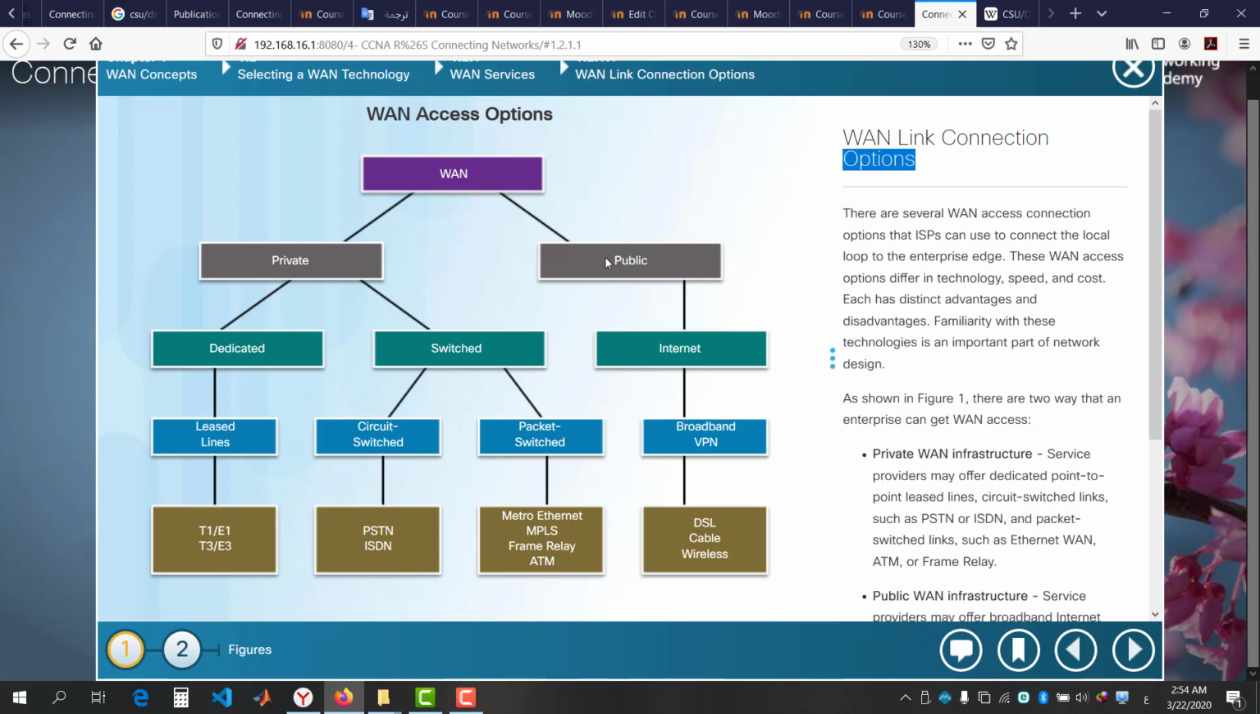The first is private and the other is public. If I choose private, it means I'll pay a WAN provider to get this service. If I choose the public direction, it means I select the internet, which is free, but I'll suffer from hacking, security issues and a lot of problems. If I choose the private network, I pay for the WAN provider service, and I have two sub-ways: dedicated lines, and switching. For switching there are two types, as discussed before, circuit switching and packet switching, and these are the technology names that exist in the leaves.